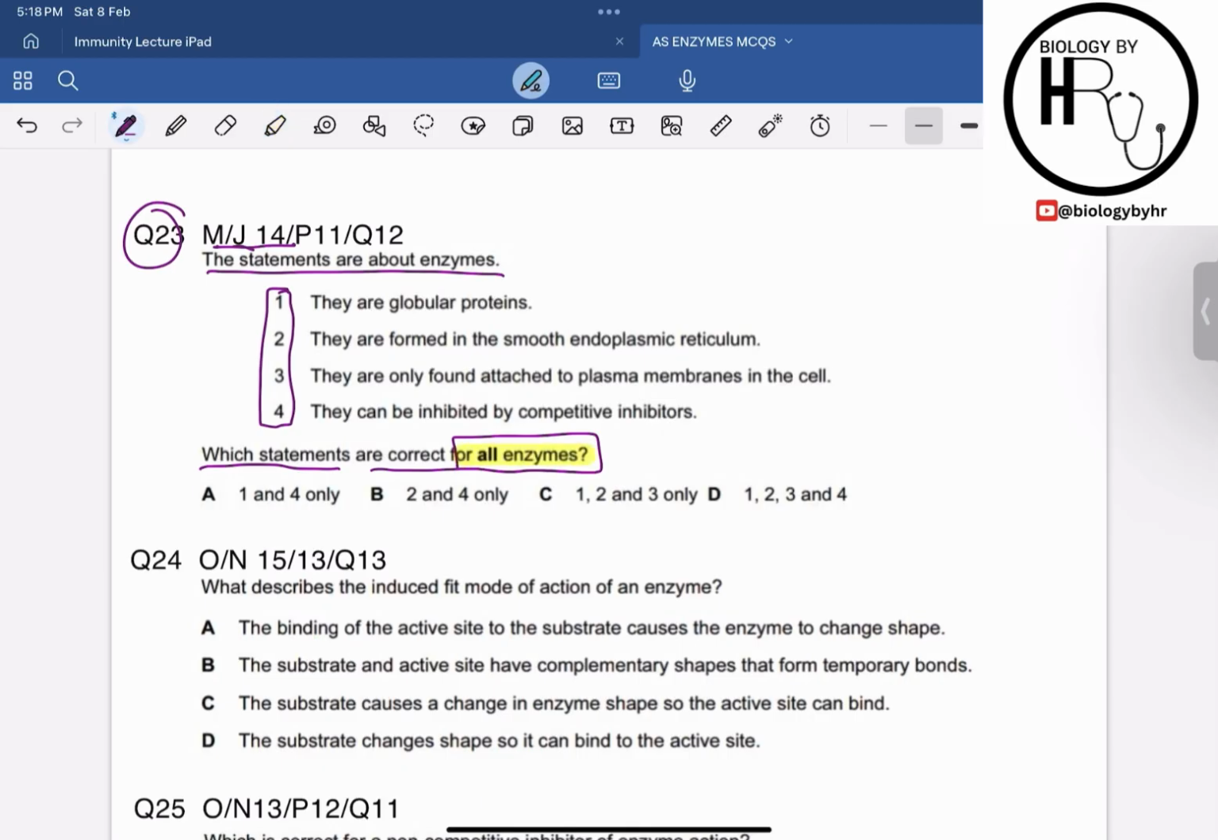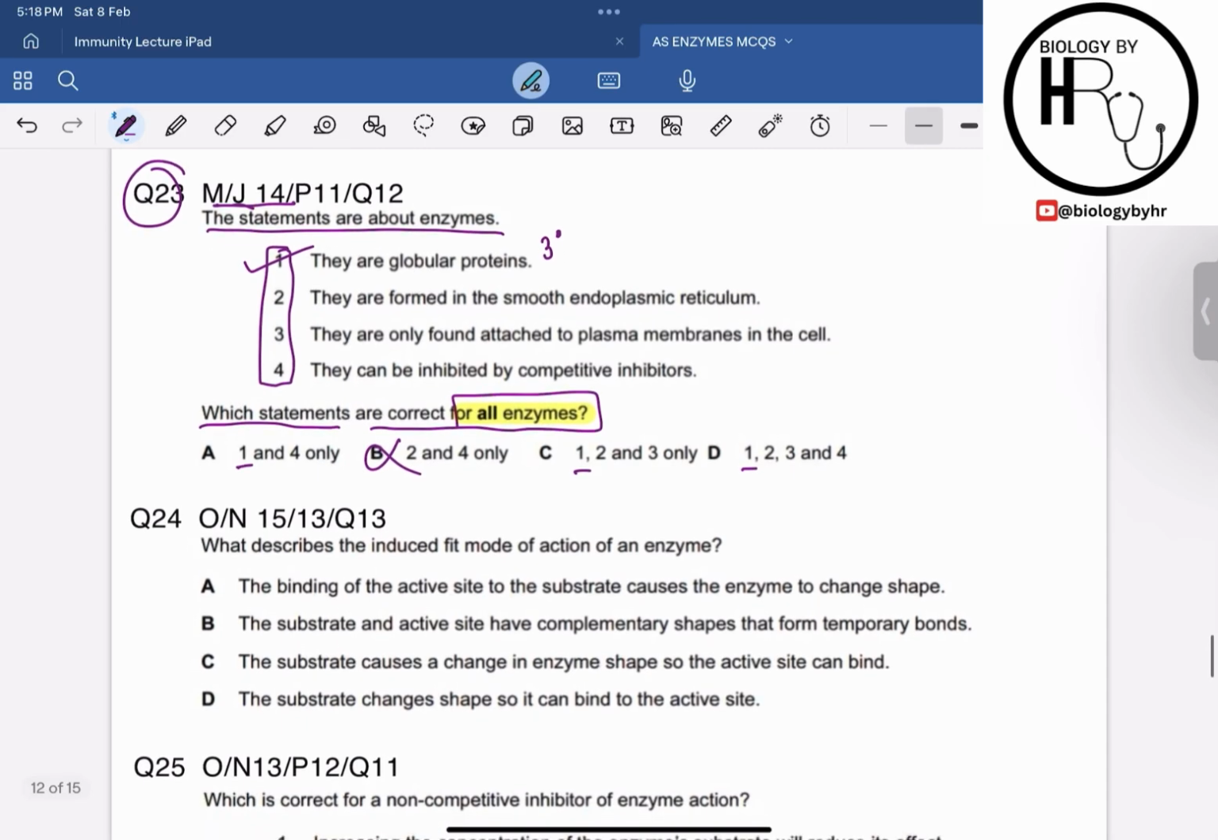So we know that enzymes are globular proteins. Yes, this is correct. It is a statement from our syllabus as well. All enzymes are tertiary in structure, right? So enzymes are globular proteins, so this statement is absolutely correct. So 1, yes, it is correct. Let's eliminate B over here, because B does not have 1, obviously that's why we have eliminated B.